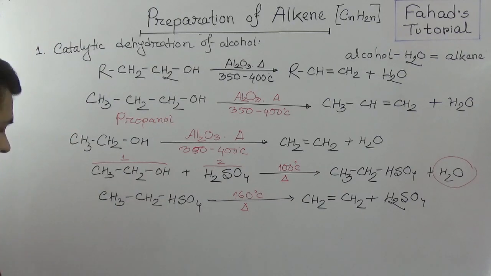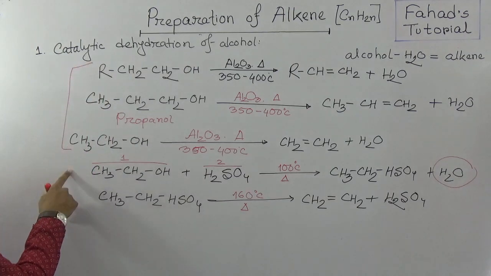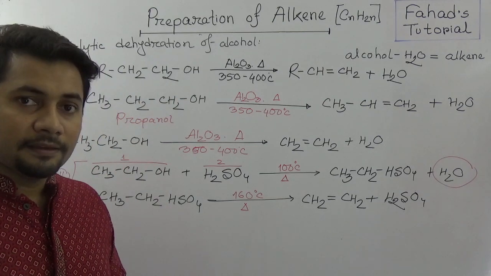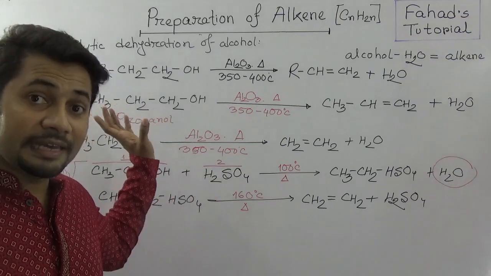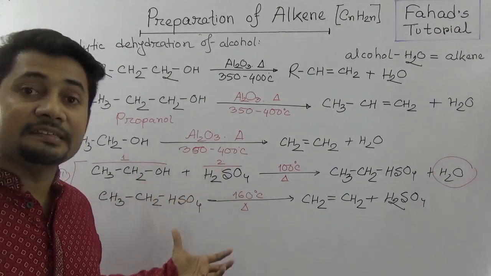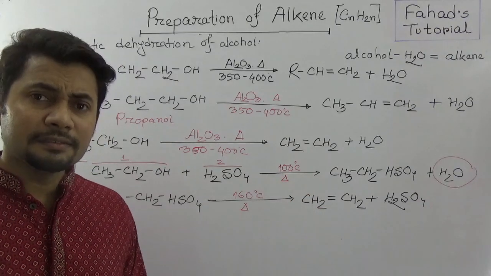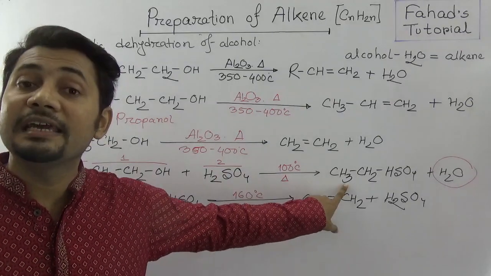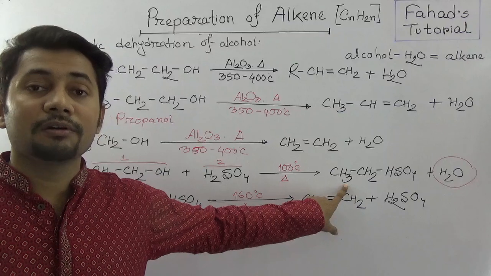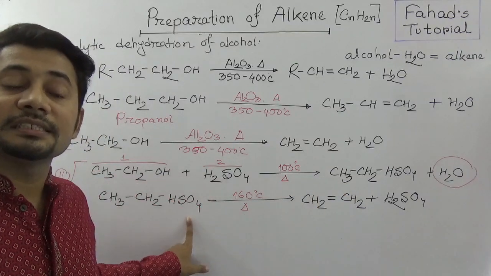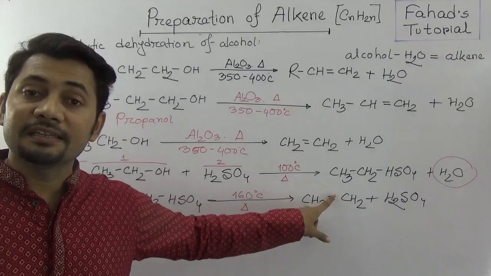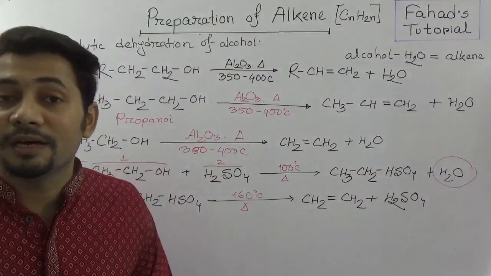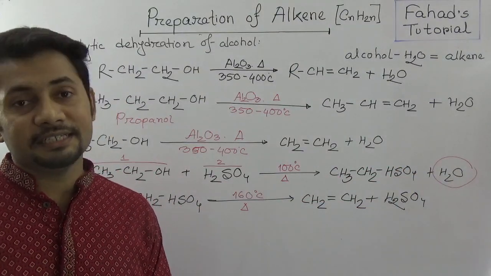So this is the second way, the catalytic dehydration. This is the first way and this is the second way. So we can have both. Aluminium oxide can perform as a dehydrating agent from alcohol to alkene. In case of sulfuric acid, ethanol can become ethene with the help of sulfuric acid in 2 steps. Number 1, at 100 degrees Celsius, it will produce ethyl hydrogen sulfate or ethyl bisulfate, and then this ethyl bisulfate will become ethene and sulfuric acid will be removed. So sulfuric acid is taking water from alcohol, and that is why sulfuric acid is called a dehydrating agent.